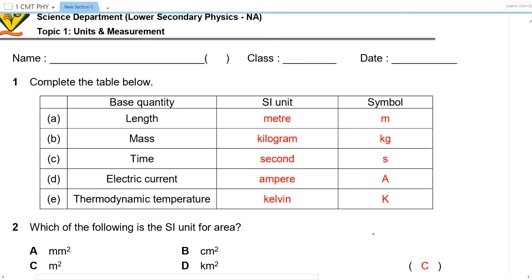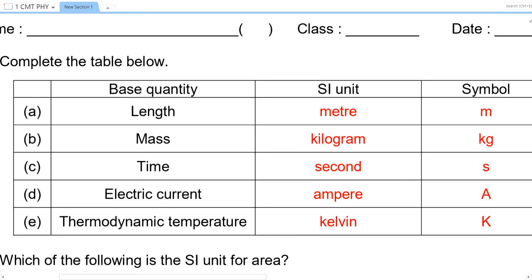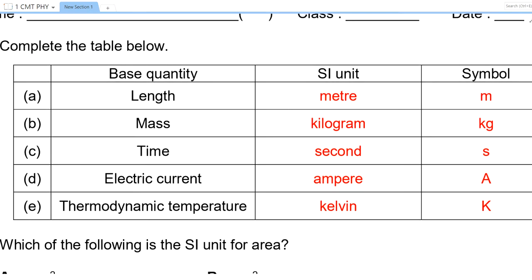Okay, so these are our base quantities that we made you memorize. How many are there altogether? 7. How many do I have here? I only have 5. Okay, so there are 2 more. They are all equally important. You need to know all of them.